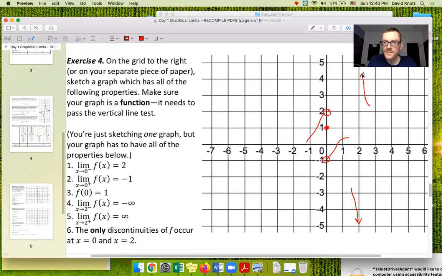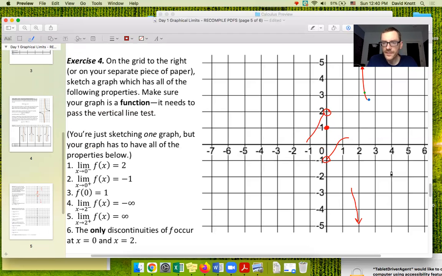Again, there's lots of ways that you could do this. It could be looking like this, or this piece could be down here. It doesn't really matter as long as the value of the function is going to positive infinity as you get really close to 2 on the right. And then finally, it says the only discontinuities of f occur at 0 and 2.